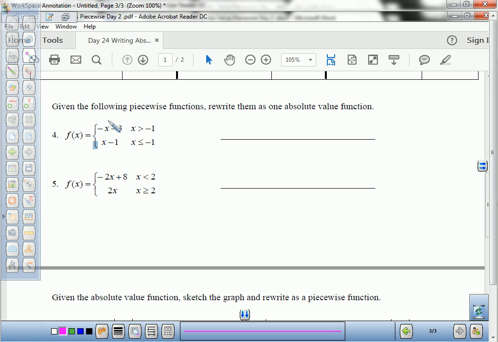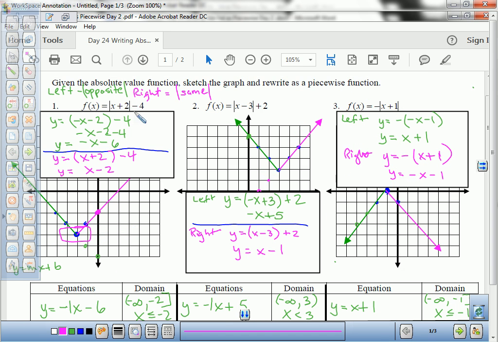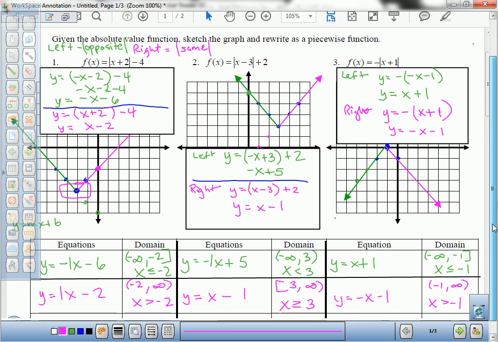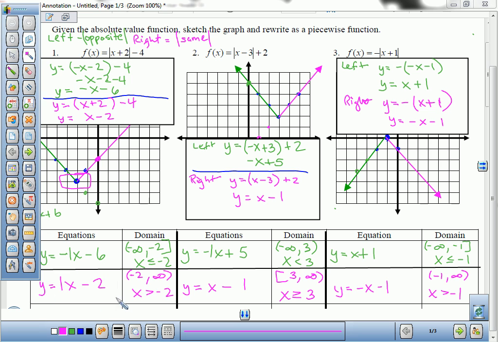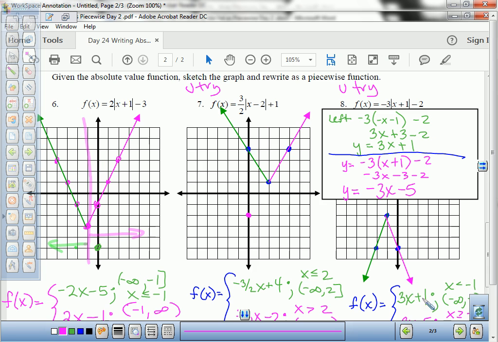Okay, so now we're going backwards. If you have the two pieces, it's not really a trick, but it's something we can just see happening, a pattern, time after time. Hopefully you noticed that the right side always has the same sign. Let's go look at the rest of them.